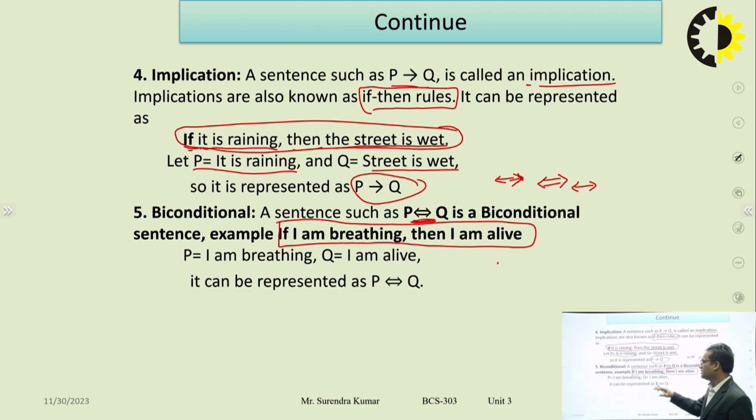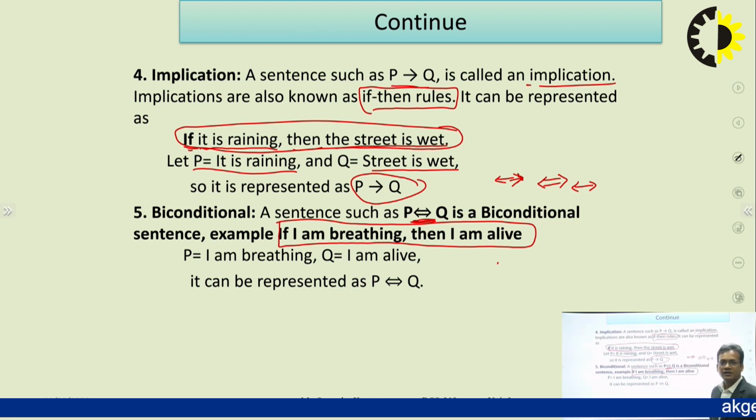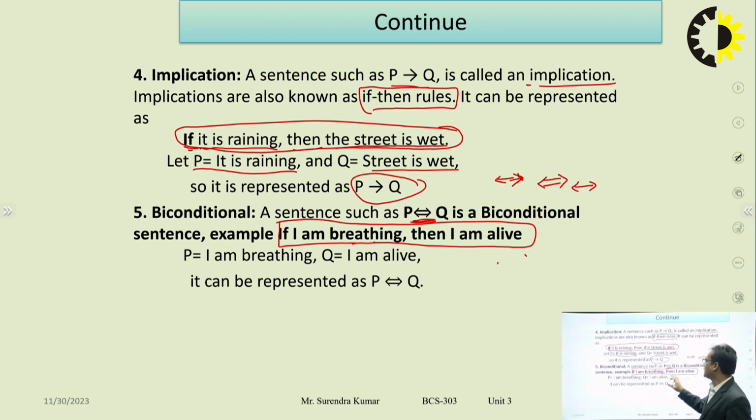So that's why this kind of connective comes into existence when both direction sentences conditions are true. कि यदि आप ब्रीथ ले रहे हो तो लाइव होगा, यदि लाइव होगा ब्रीथ भी ले रहे होगे आप, दोनों चीज ट्रू है इसमें. So here you can convert this compound statement into propositions like I am breathing, first statement, P, and Q is I am alive, or you can represent it as P double implies Q. So clear?